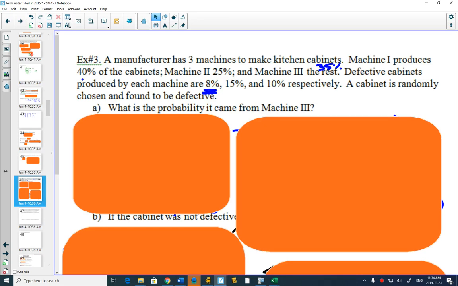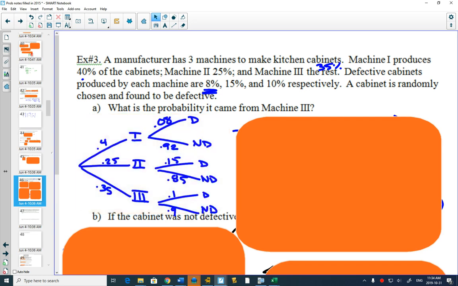So you randomly choose a cabinet, and you know it's defective. What are the chances it came from machine 3? Okay. Machine 3 makes 35% of them, but it only does 10% defective. We can set up a tree diagram for what's happening here. First of all, it either comes out of machine 1, 2, or 3, and we know the percentages from there. And then afterwards, it's either defective or not defective. That's ND.